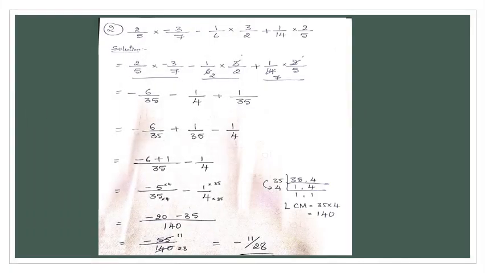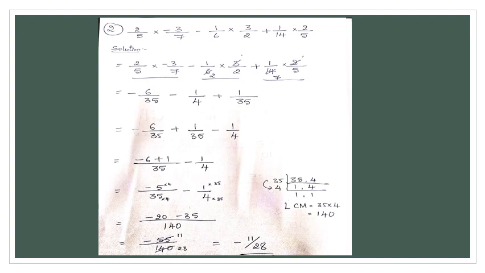Children, this is your second problem: 2 by 5 into minus 3 by 7 minus 1 by 6 into 3 by 2 plus 1 by 14 into 2 by 5. Children, here see, come to the solution. Write down the problem as it is in the first step: 2 by 5 into minus 3 by 7 minus 1 by 6 into 3 by 2 plus 1 by 14 into 2 by 5.